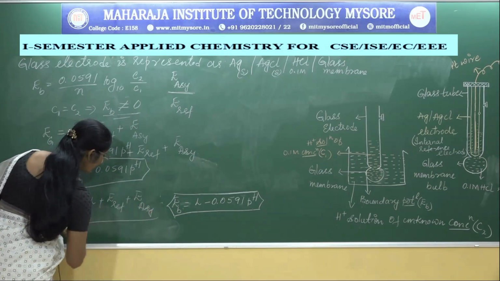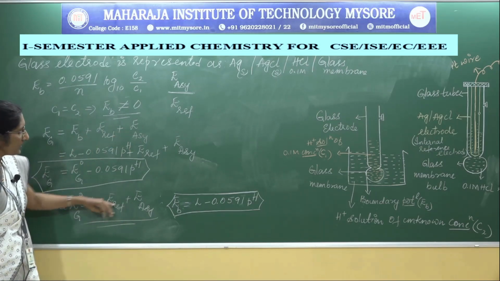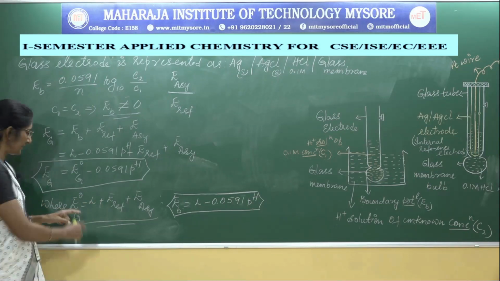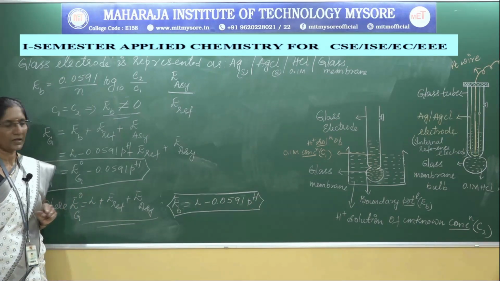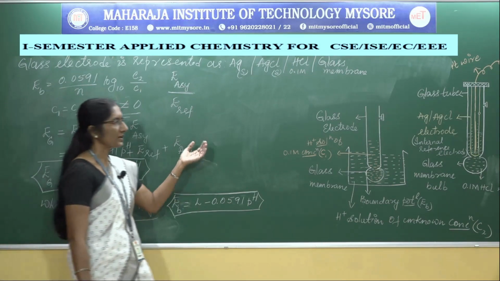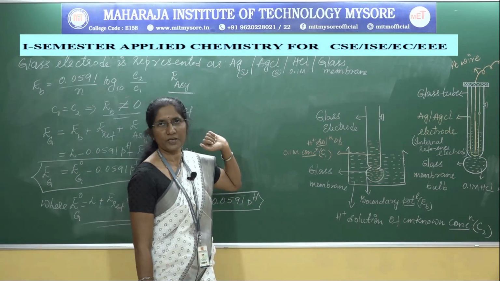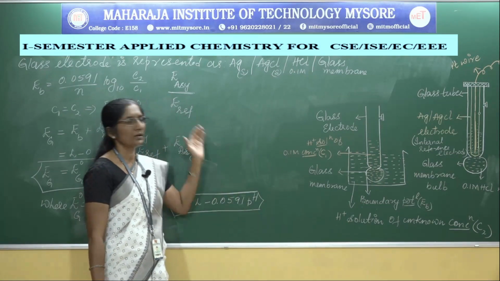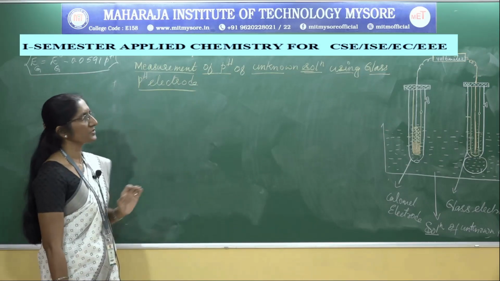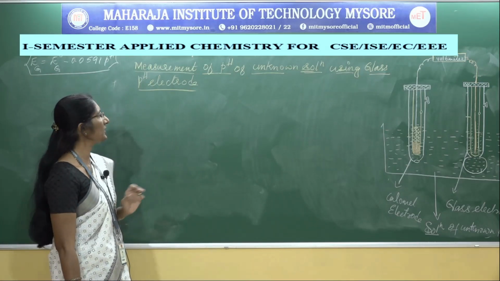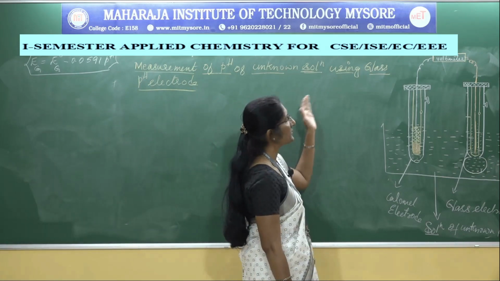This is calculated by placing this glass electrode in a solution of known buffer. Then we can easily calculate the value of E naught G. Next we will discuss the determination of pH of a given solution by using glass electrode. Next one is measurement of pH of unknown solution using glass pH electrode.